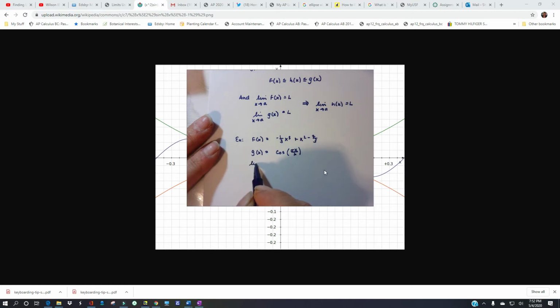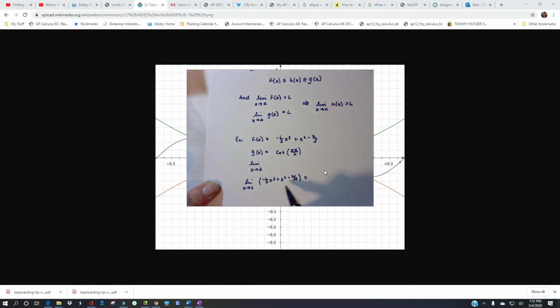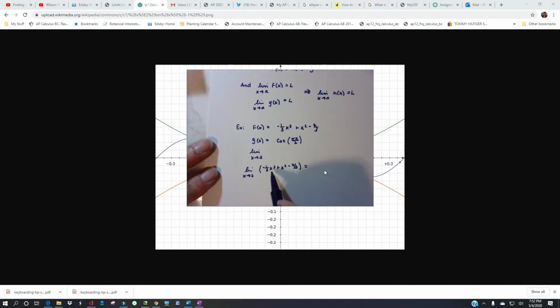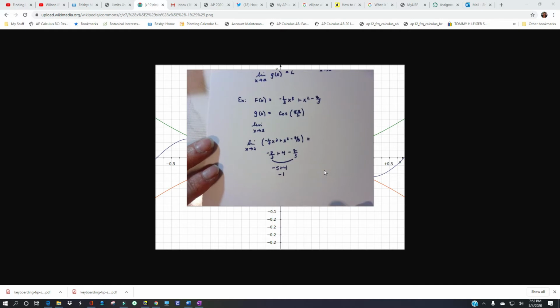They want us to find the limit as x approaches 2. So I say the limit as x approaches 2 of f of x is equal to, this is nice because I can just plug the 2 in, right? It's a polynomial. So 2 cubed is 8, and 8 times negative 1/3 is negative 8/3. 2 squared is 4, minus 7/3. And negative 8/3 and negative 7/3 makes negative 15/3, and negative 15/3 is negative 5, right? And so we get that that limit is negative 1.